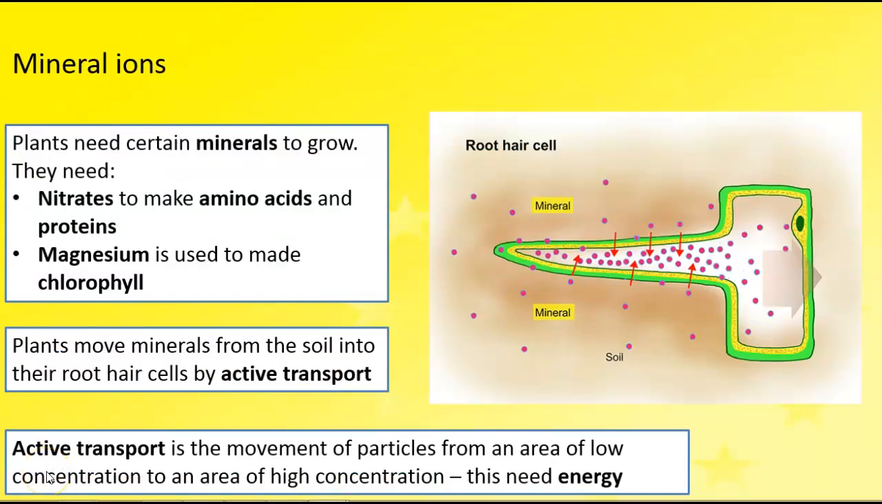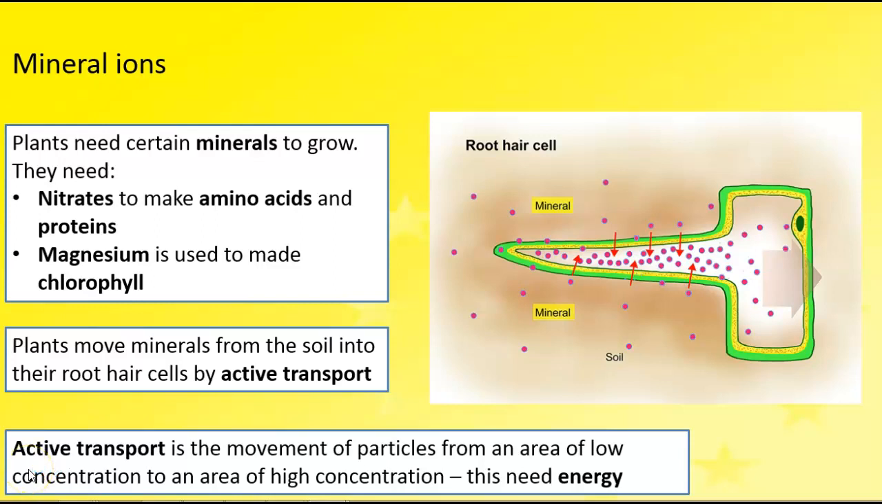Plants obviously have to take in mineral ions, and they take those in from the soil in through their root hair cells. Now, there are loads and loads of different mineral ions that plants need, just like you might need lots of different ones like calcium, sodium, potassium, iron, etc. And two big ones that plants need are nitrates, which they use to make amino acids and proteins, and magnesium, which is used to make chlorophyll. And they get those from the soil.